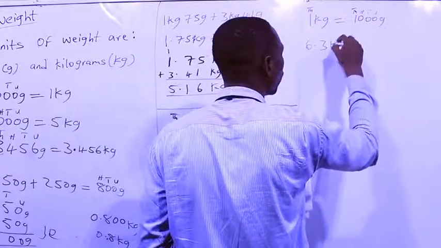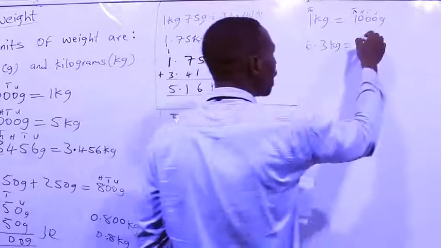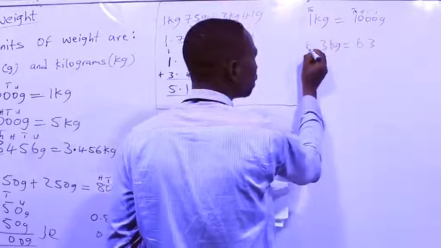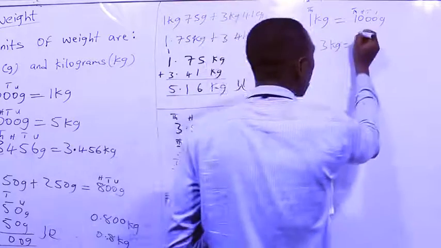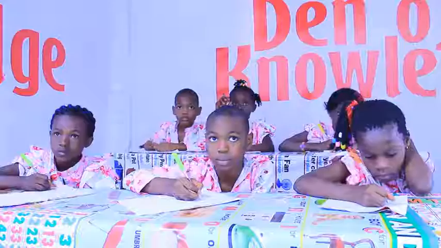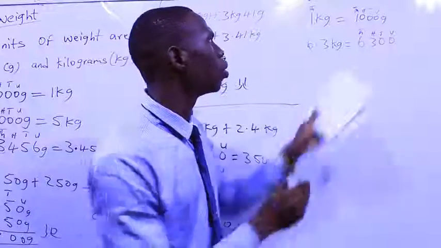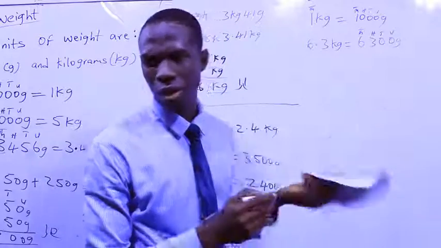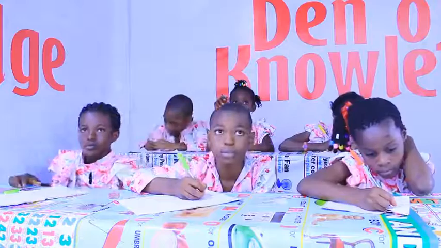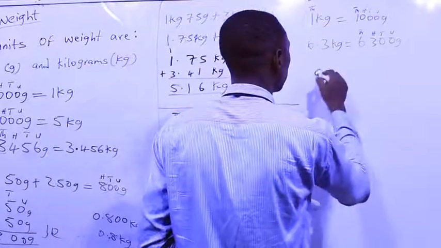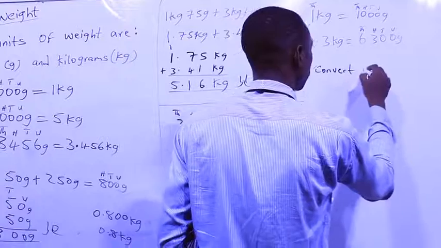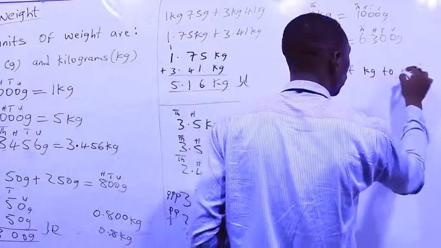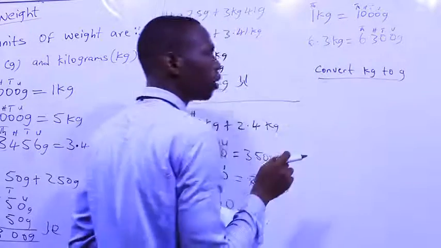If I have 6.3 kilograms, you write that 6 and 3. You call the first one that is not in decimal, that's 1000. This 6.3 kilograms going to grams will give us 6,300 grams. Do this. Convert kilogram to gram. Kg is kilogram.